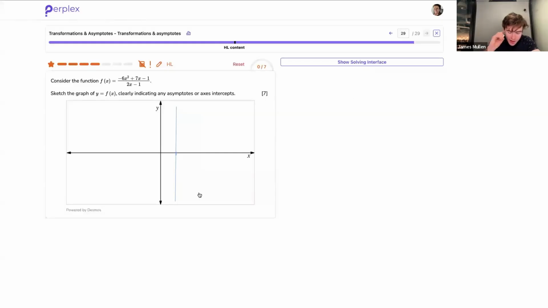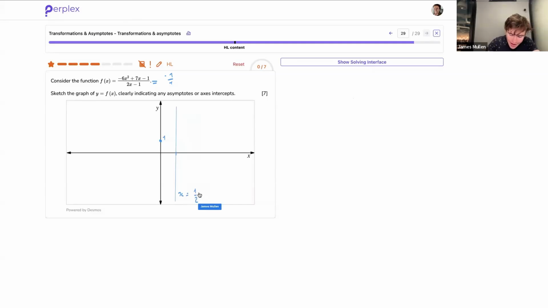The question wants me to find asymptotes as well as axes-intercepts, so we can think about the axes-intercepts next. My y-intercept is going to be when x is equal to 0. If I plug all of that in, I'm going to get negative 1 over 1. So it's just going to be 1. Put that there. That's 1. This is x equals 1 over 2.